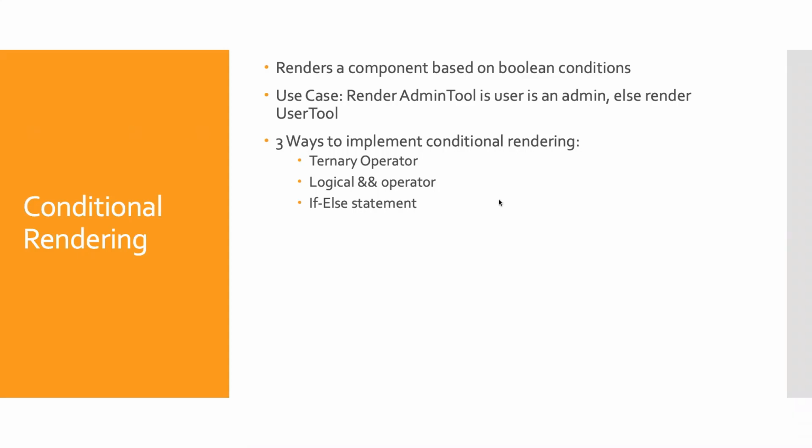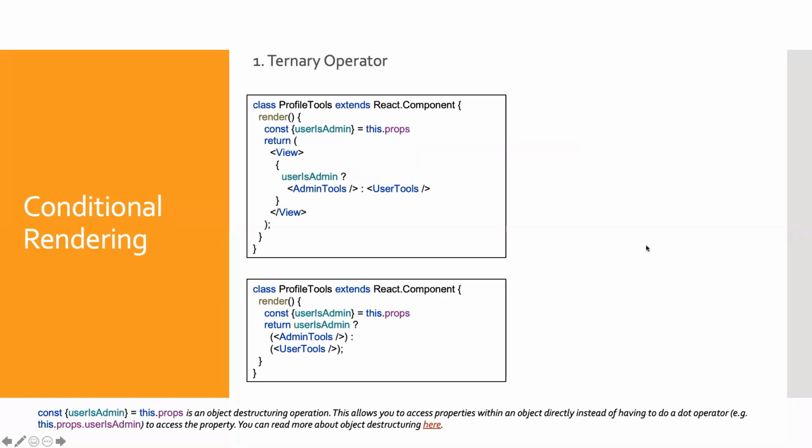So there are 3 ways to implement conditional rendering. The first is the ternary operator, the second is the logical operator, and the third is the if-else statement. We'll look at each of these ways to implement conditional rendering based on this use case. Using the ternary operator, I'm sure most of you are familiar with it. It has a form that looks like this.